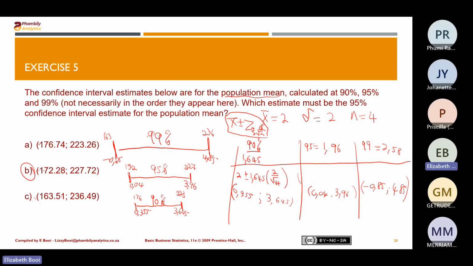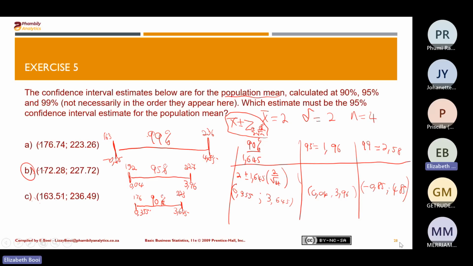So you can work it out that way, but you also can work it out by understanding that the bigger your critical value, the bigger your limit will be. The smaller your critical value or your confidence level, the smaller your confidence limits will be. Right, that is the other way of answering that question.